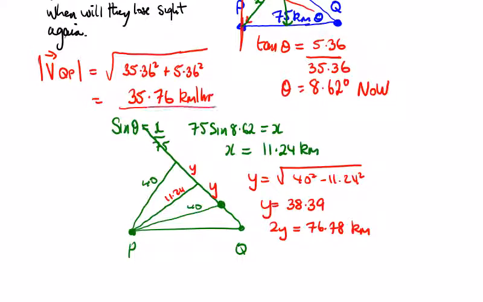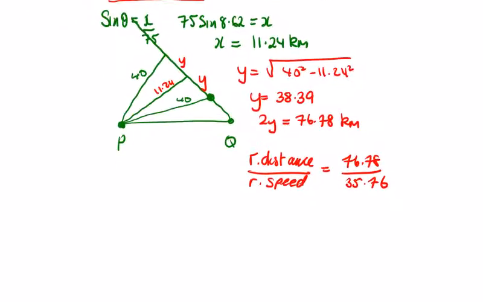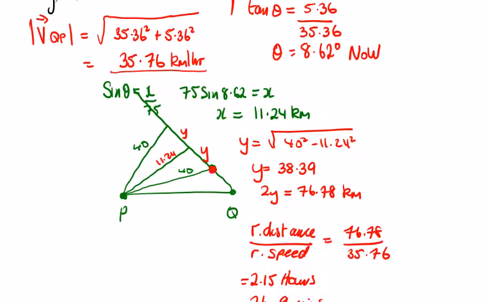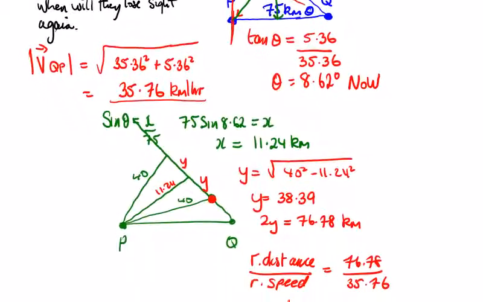The relative speed up here is 35.76. So if we do the relative distance divided by the relative speed, that's going to be 76.78 divided by 35.76. That's going to give me 2.15 hours, which is 2 hours and 9 minutes. That's when they're in range, but we're asked, show that they come into range at 1 p.m., which is here. And when will they lose sight of each other again, which is here.